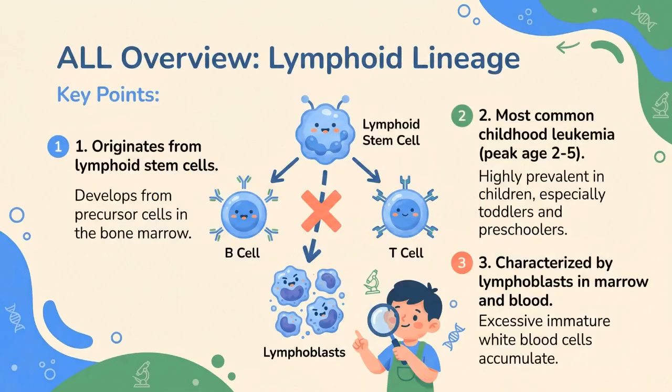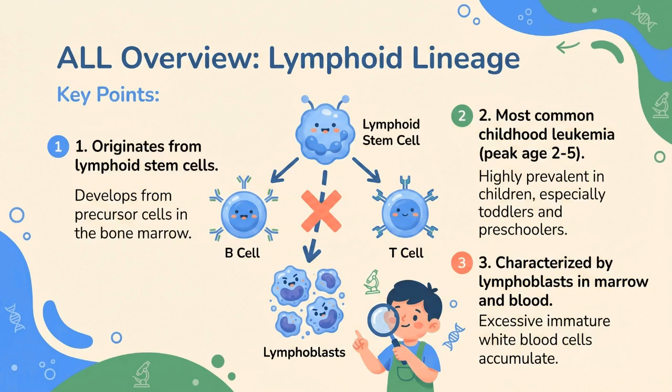Let's shift our focus to the other major category of acute leukemia, acute lymphoblastic leukemia, or ALL. This is a malignant disorder characterized by the uncontrolled proliferation of immature lymphoid cells, known as lymphoblasts. This means a malignant transformation occurs in the lymphoid stem cells, or progenitor cells, which are normally destined to develop into B or T lymphocytes.